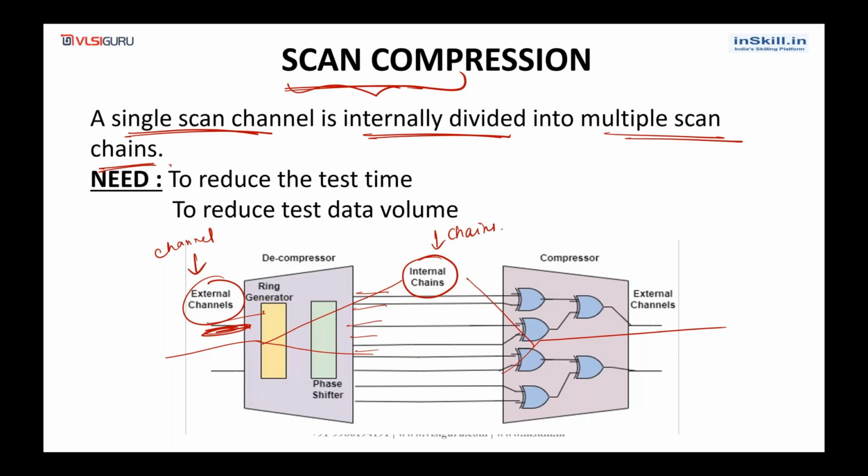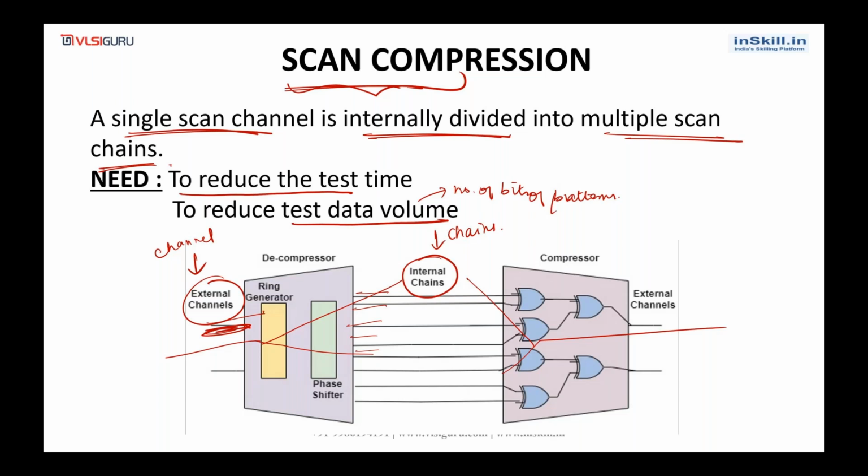So why do we need to go for scan compression? Why do we have to compress these internal chains into external channels? It is actually to reduce the test time and to reduce the test data volume. Test data volume is nothing but the number of bits of patterns. That is why we go for scan compression.